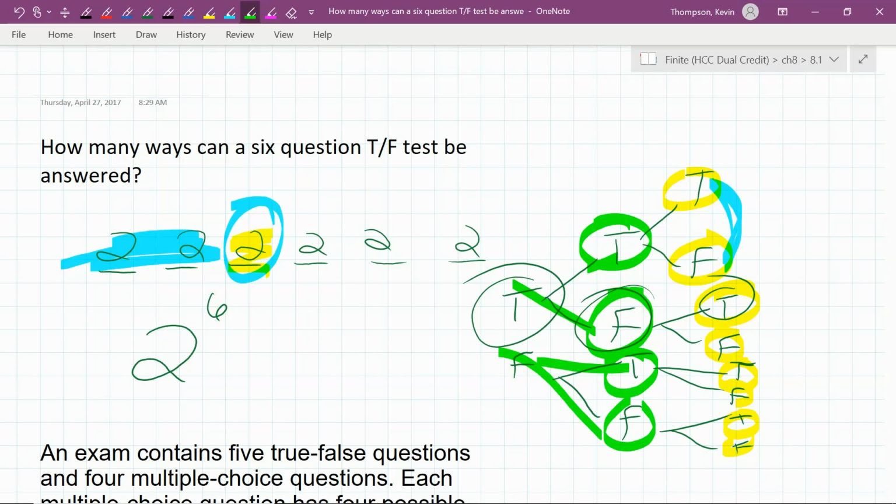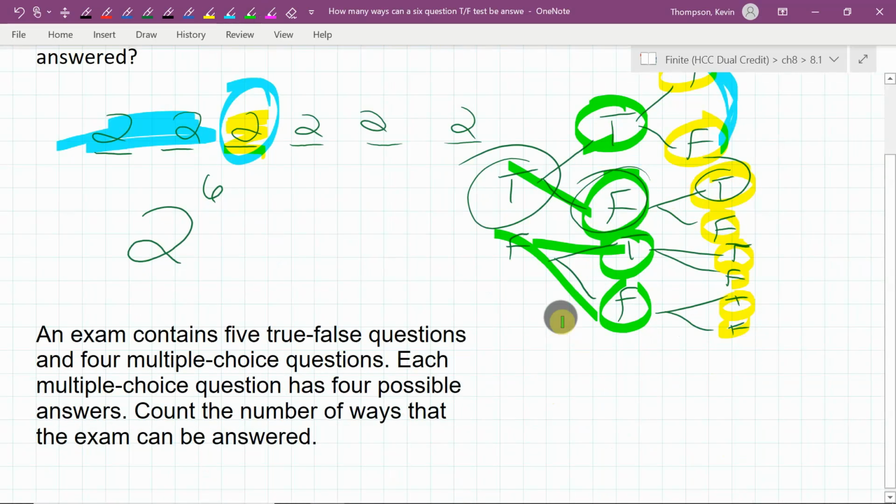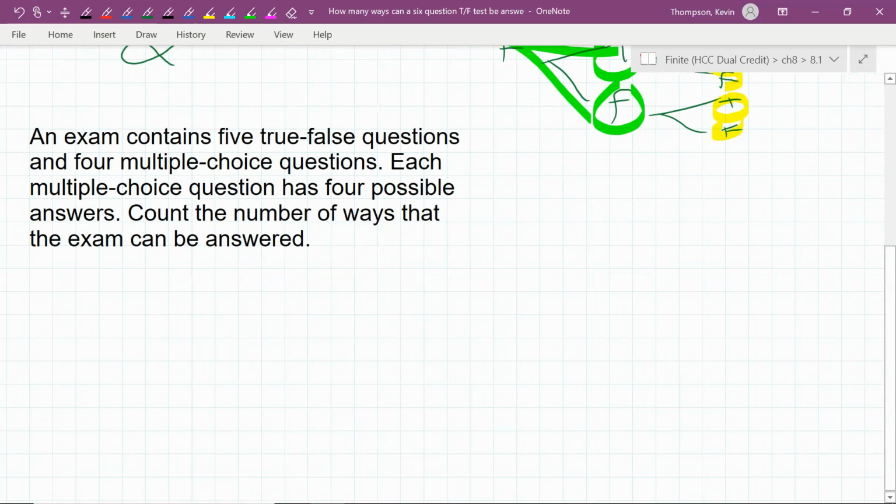So I've changed it a little bit for this next one. An exam contains 5 true-false questions and 4 multiple-choice questions. Each multiple-choice question has 4 choices. Count the number of ways the exam can be answered. Again, if you wanted to, you could think about blanks: 5 true-false, 4 multiple choice.